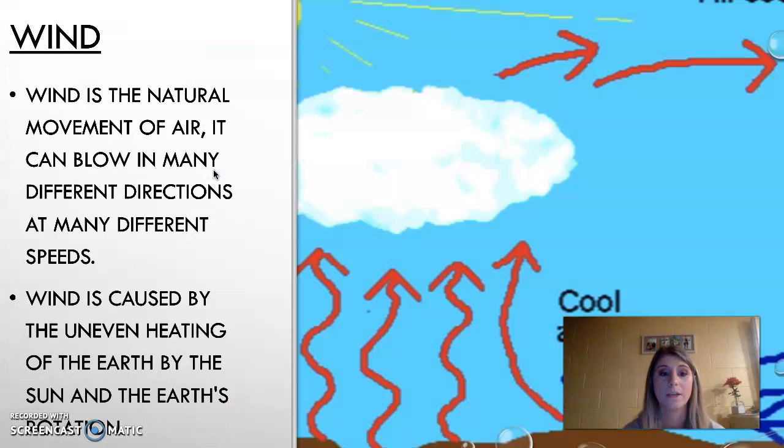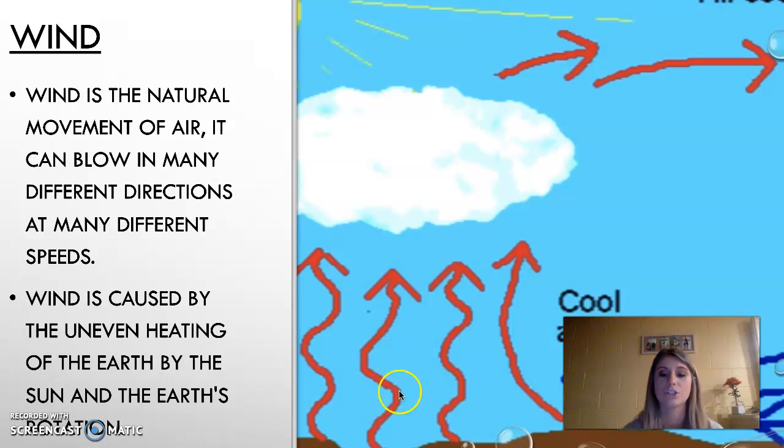Now we're going to talk about wind. It is the natural movement of air. It can blow in many different directions at many different speeds. You may wonder how wind is created, and that is because of the uneven heating of the earth by the sun and the earth's rotation.